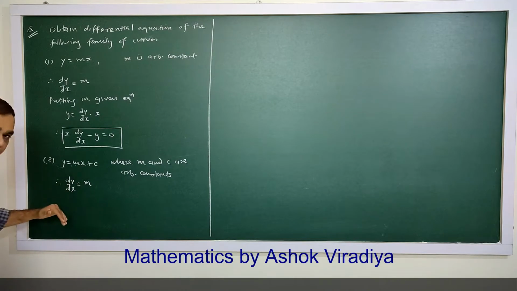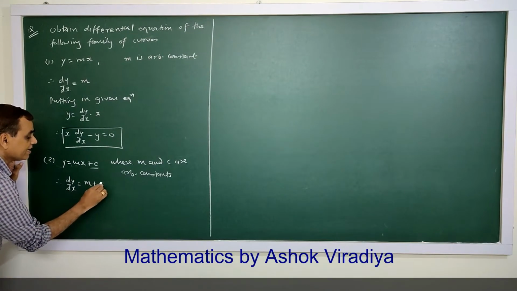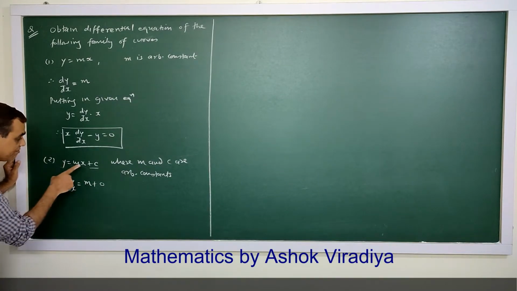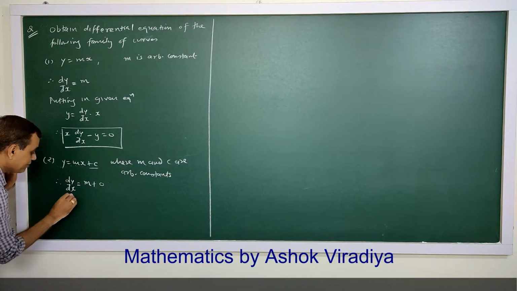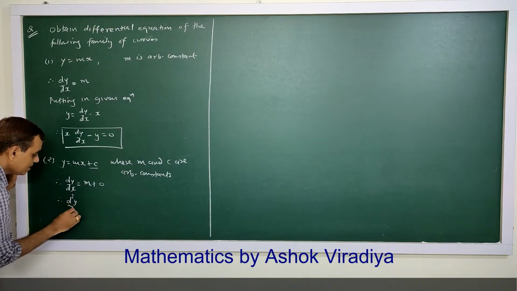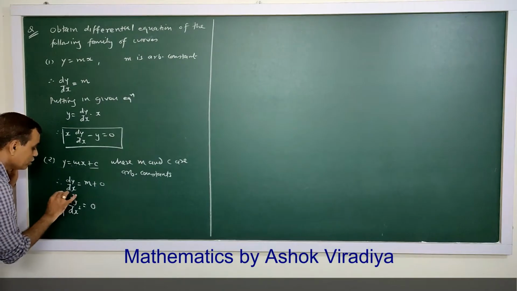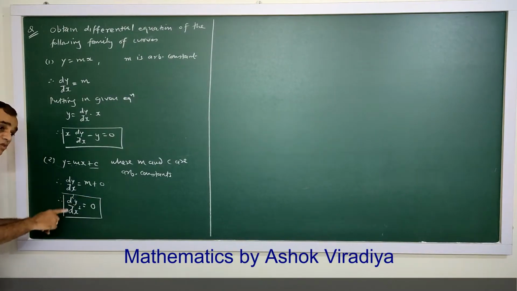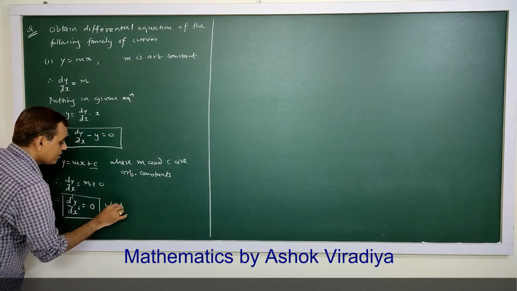Take the second time. See, in the first differentiation, c is automatically eliminated. Now we take the second differentiation. In the second differentiation, m is also eliminated. So this is the differential equation, which is the required differential equation.